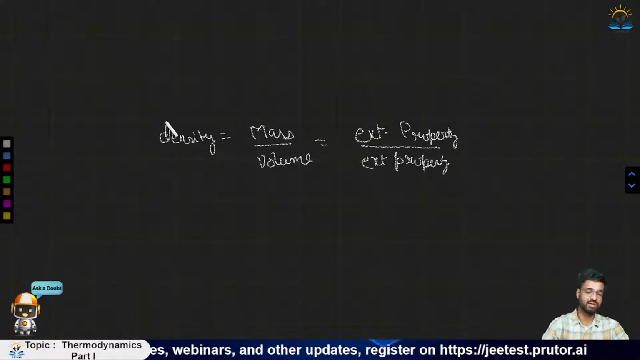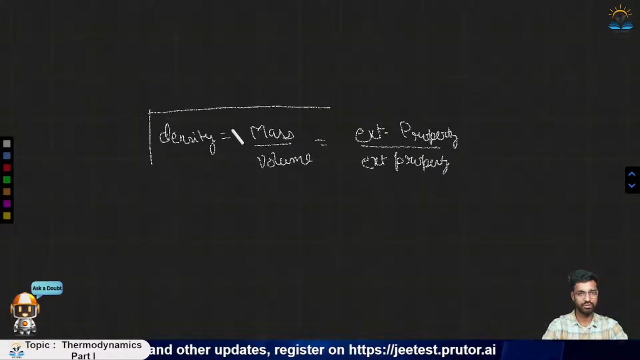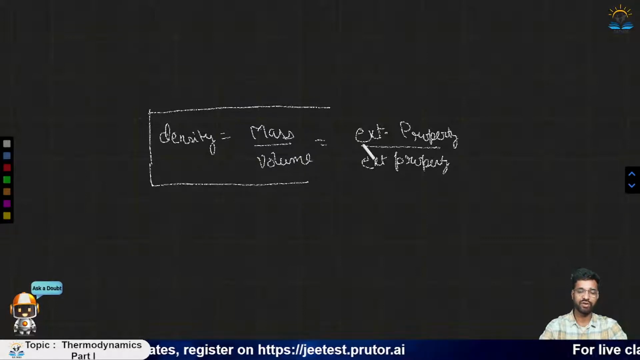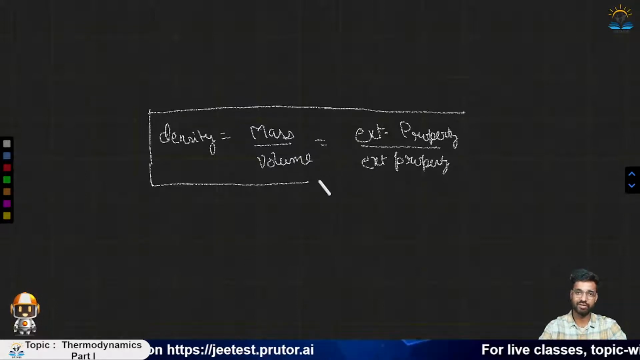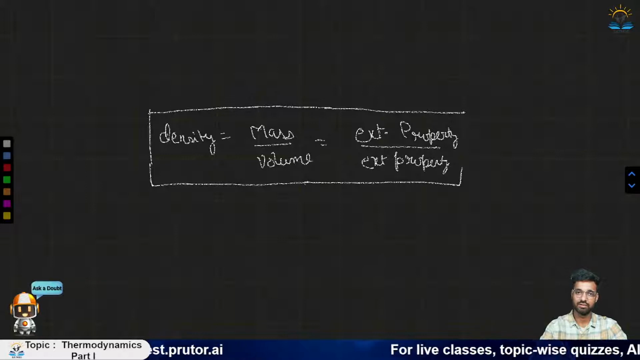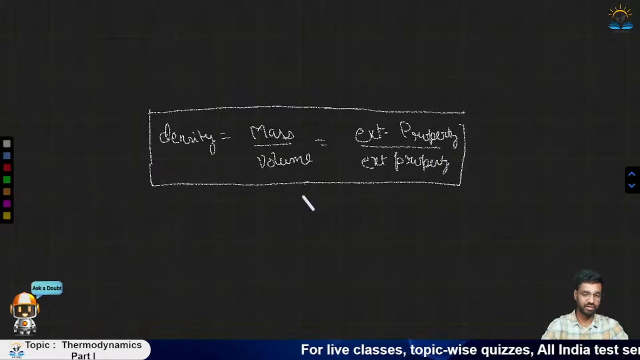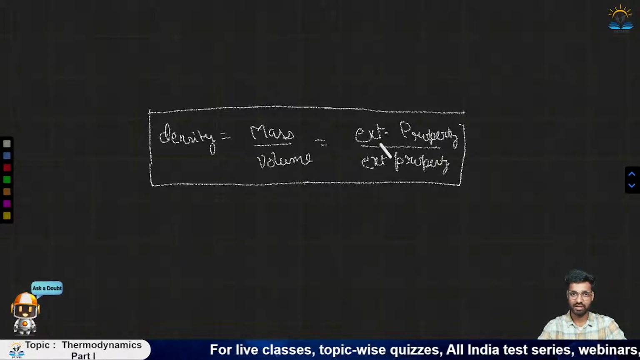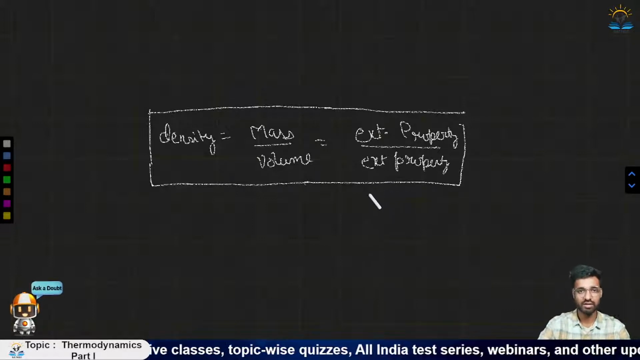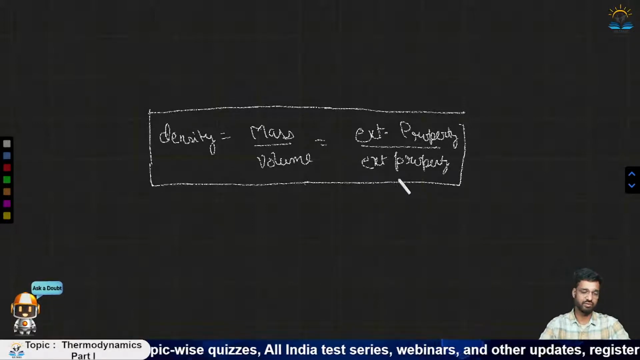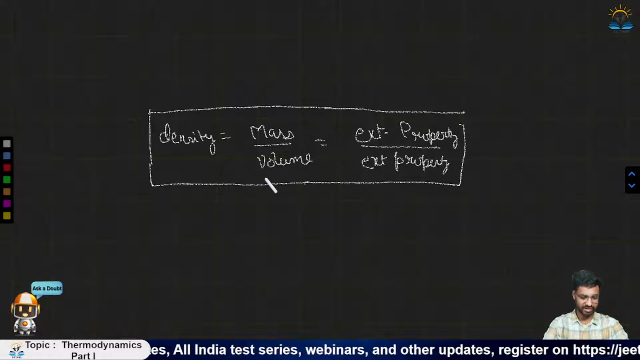Now you can keep this term as general. You can keep this rule as general, that the ratio of any two extensive properties is always an intensive property. So keep this in your mind: the ratio of any two extensive properties is an intensive property. You can take any two extensive properties and divide them.